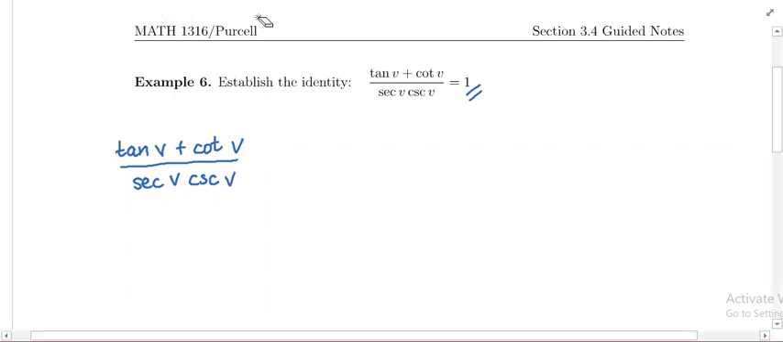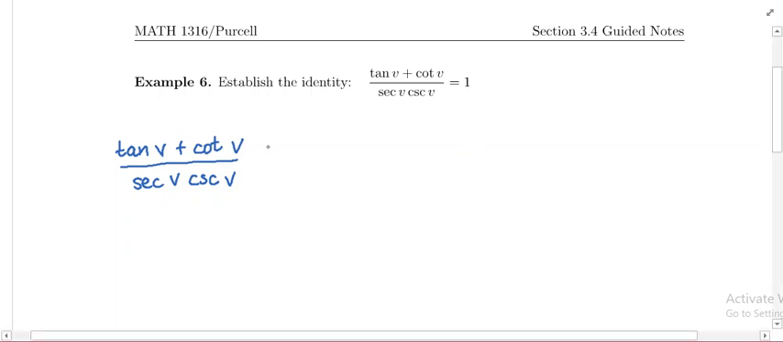Now when you look at this quantity on the left, you may be puzzled. What do I do here? I think the best bet, this quantity is a single fraction, is to break up the fraction and turn it from one fraction into two fractions.